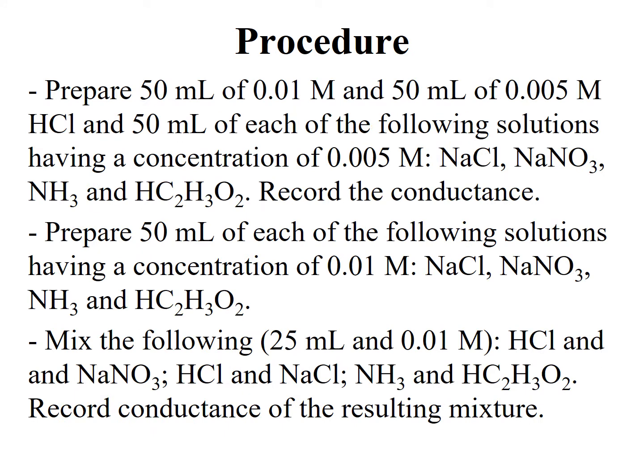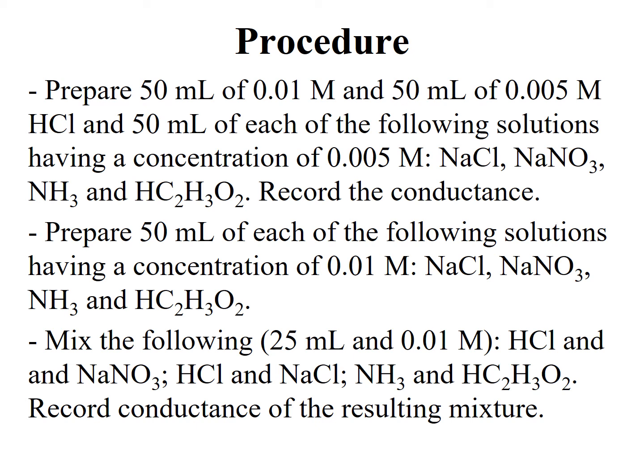For the second part of the experiment, you're going to prepare different solutions. You prepare 50 ml of 0.01 molar HCl and 50 ml of 0.005 molar HCl. Then you prepare other 50 ml solutions with a concentration of 0.05 molar: sodium chloride, sodium nitrate, ammonia, and acetic acid. For each of these solutions, you record the conductance. Then you prepare 50 ml of each of the following solutions at 0.01 molar concentration: NaCl, NaNO3, NH3, and acetic acid.